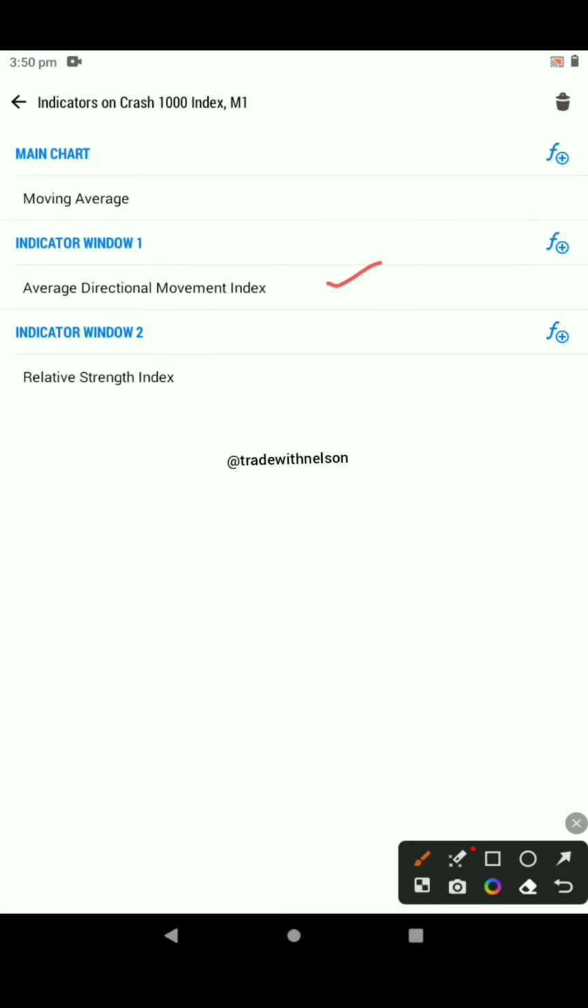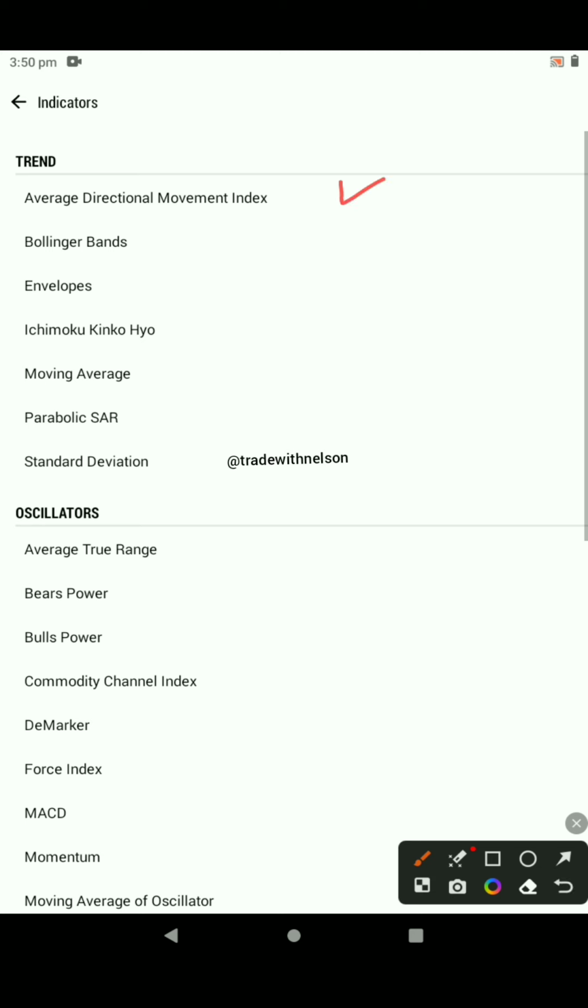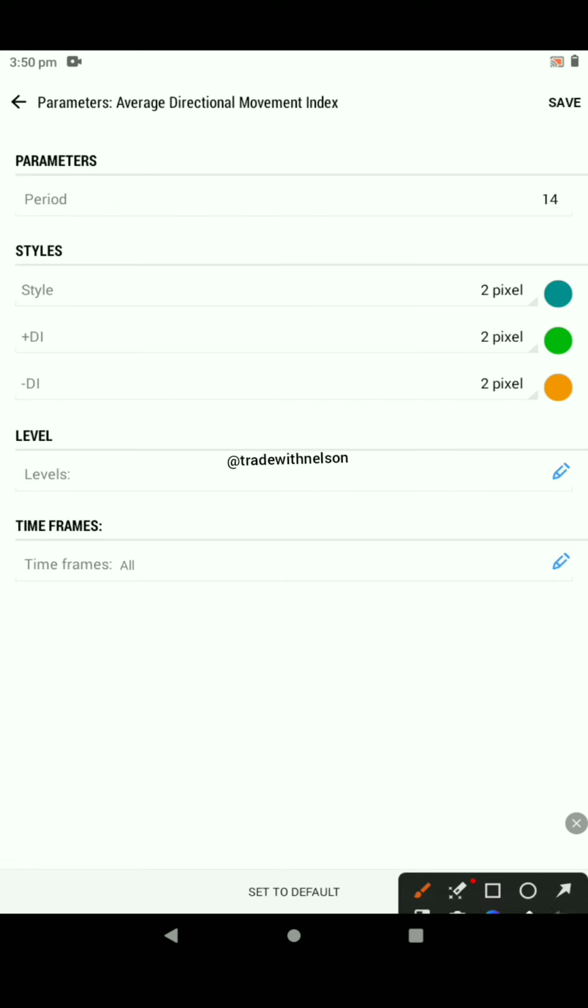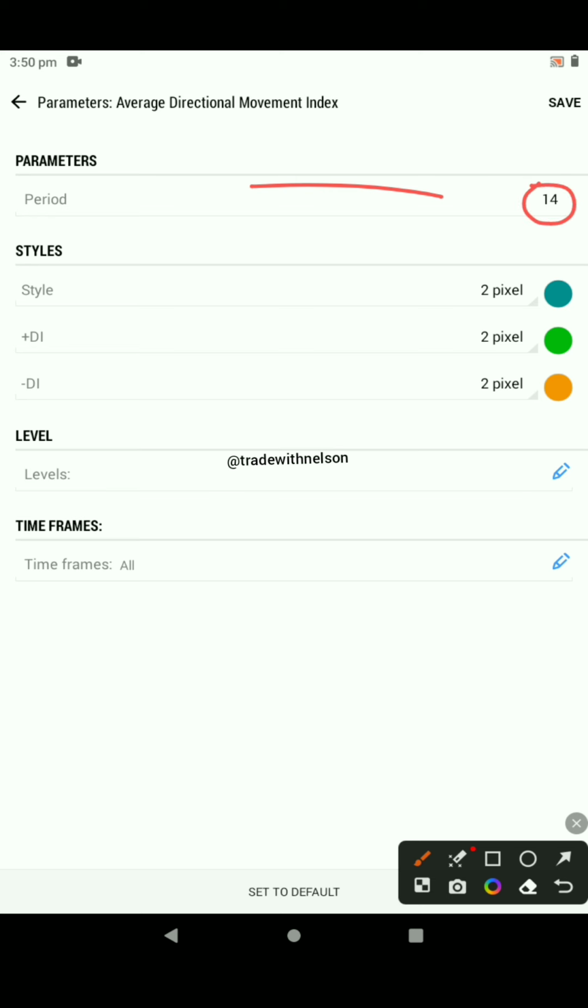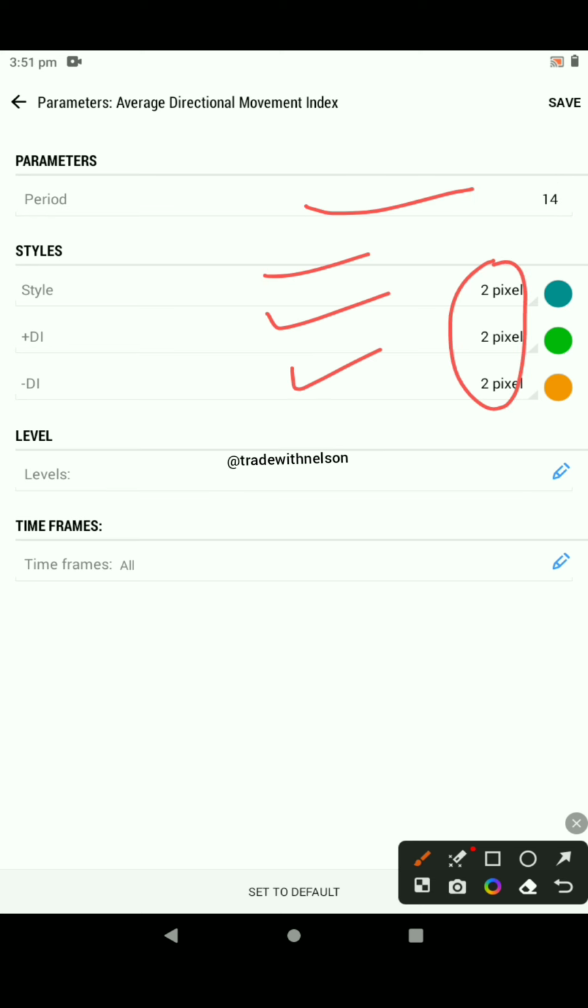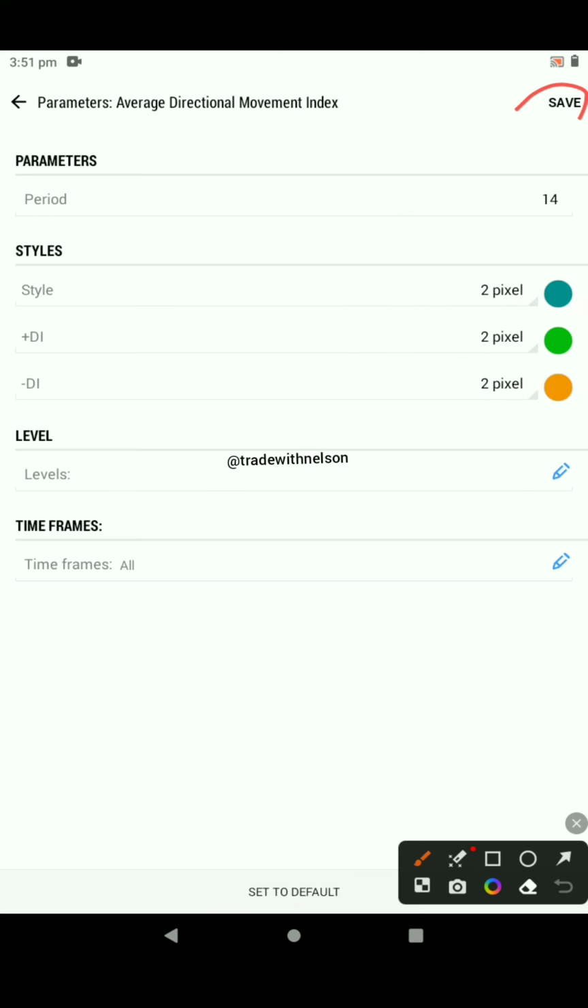So for the ADX, click on this F icon on the main chart. This is ADX, average directional movement index. Make your period 14, style plus DI and minus DI, make it 2 pixel and select a color of your choice. So you can just click on set to default down here. So it is just the default settings. After that, click on save.